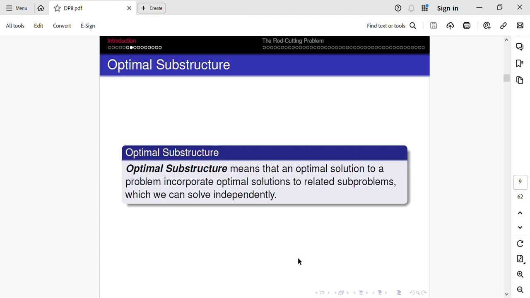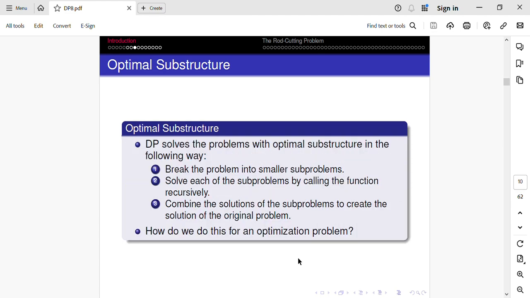Another important property is that the smaller subproblems can be solved independently. If those smaller subproblems cannot be solved independently, then dynamic programming is not a good choice for an algorithm. So if we have a problem that has optimal substructure, those types of problems can be solved using dynamic programming by following a three-step process.